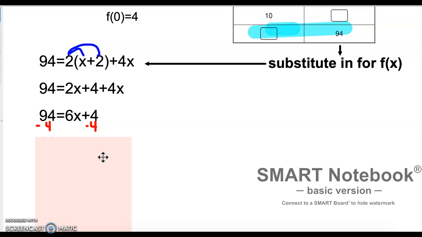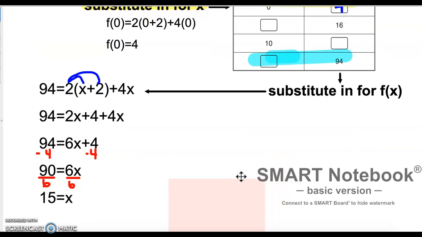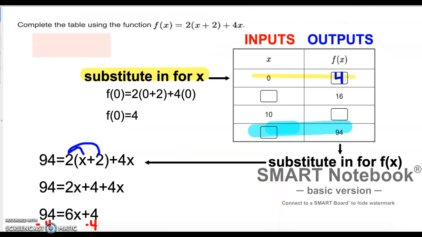So we're going to subtract 4 from both sides, and when we do that, we get 90 is equal to 6x. Now 6x, remember that is 6 times x, so the inverse of multiplying by 6 is dividing by 6. We're going to divide both sides by 6, and we get that 15 is equal to x. So when we put that in our table here, it's telling us that when we input 15 into our function, the output we get is 94.